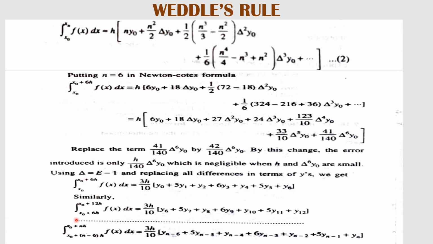Similarly, for the second integral, we will be starting the lower limit as x0 plus 6h and the upper limit will be x0 plus 12h. The answer will be correspondingly like this. So this can be extended to the last integral, where the lower limit will be x0 plus n minus 6h, the upper limit will be x0 plus nh. So again, you will arrive at the answer like this.